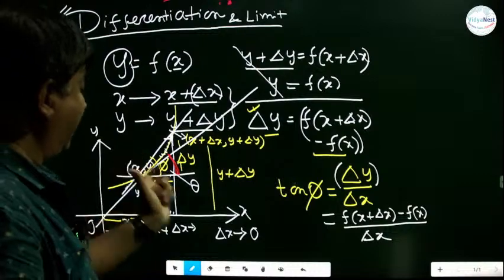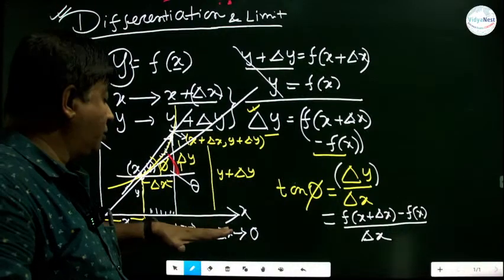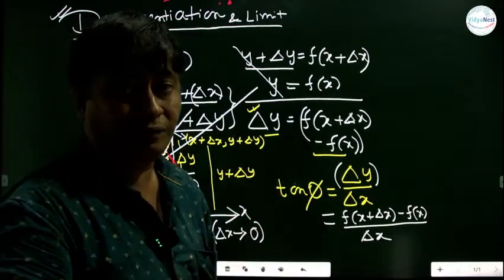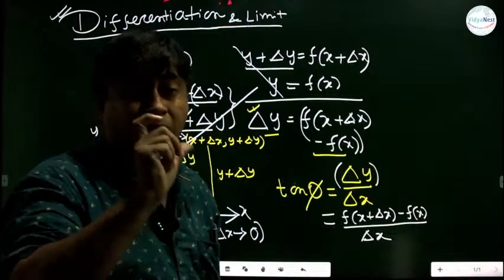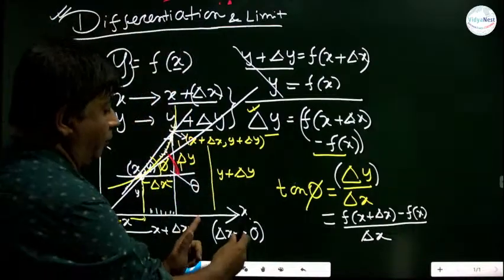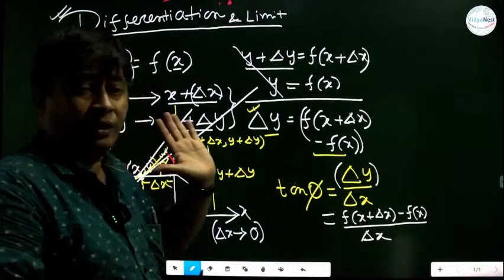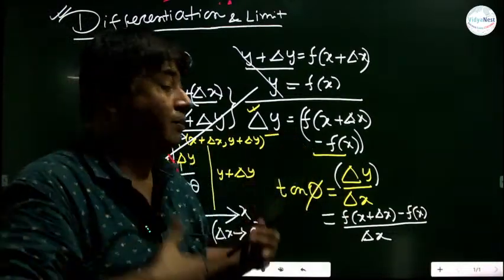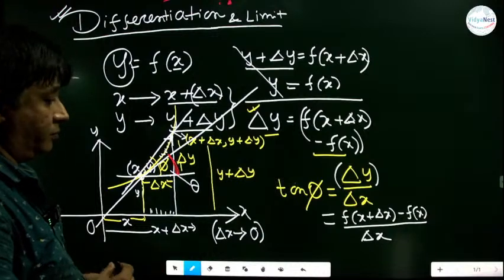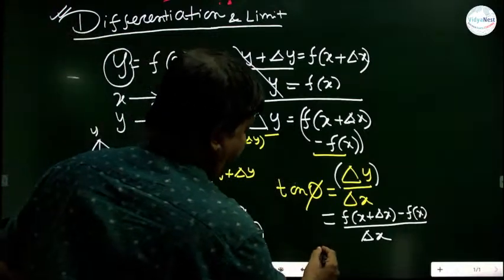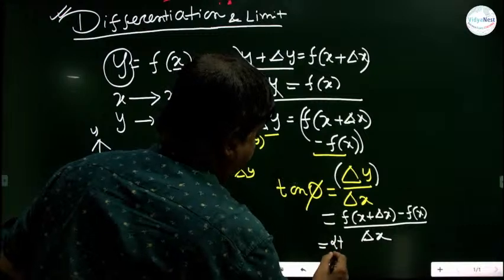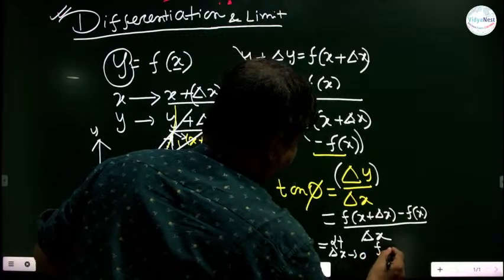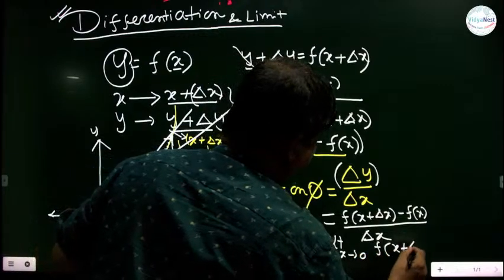So once you have introduced the term delta x tends to 0, tends to 0 means you are recalling the concept of limit. Yes or no? Once delta x tends to 0, that concept is knocking at our door. That means we are inviting the concept of limit. Yes or no? So you take limit delta x tends to 0 in the right hand side.